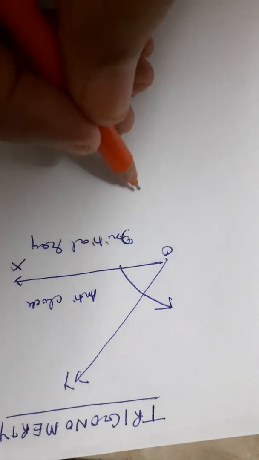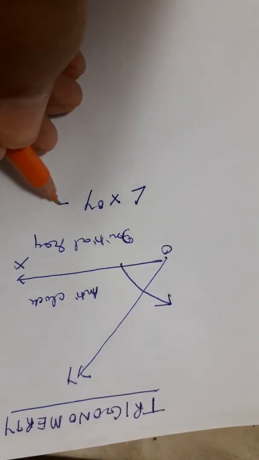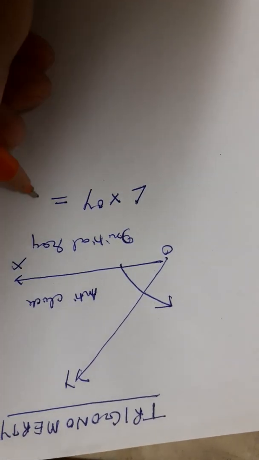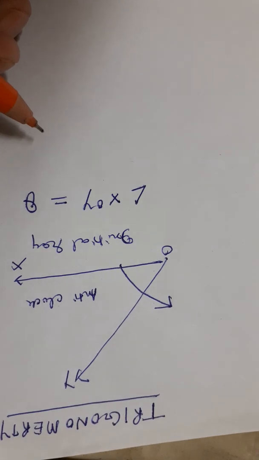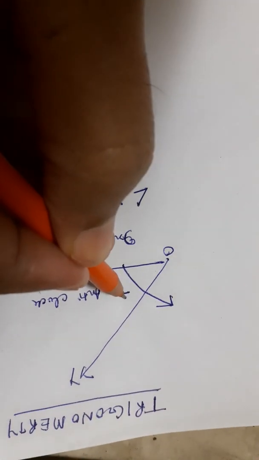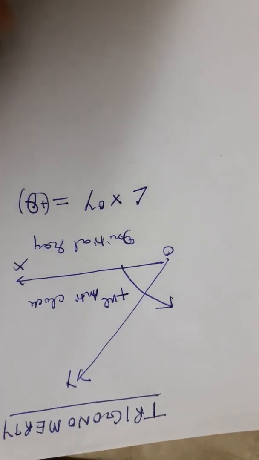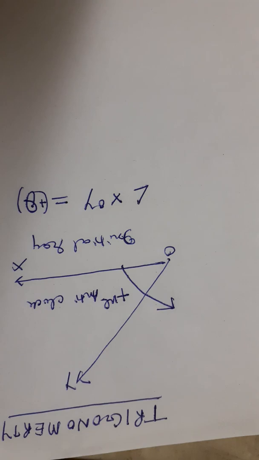The angle is angle XOY. Let this angle be an unknown angle. We denote it by theta. Theta is a symbolic representation of an unknown angle. This angle will be positive. The angle traced will be positive. This is your plus theta. Why? Because the rotation is anti-clockwise.